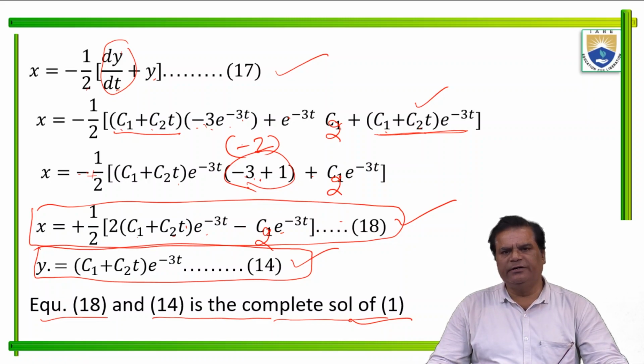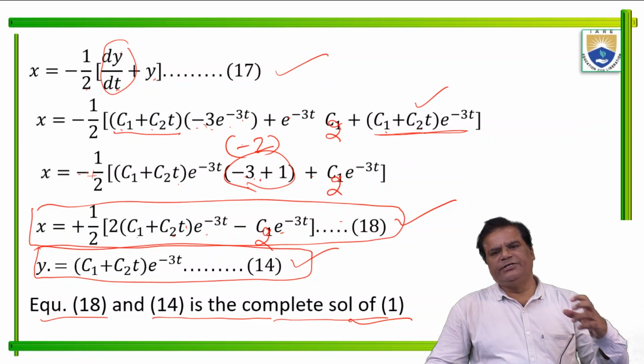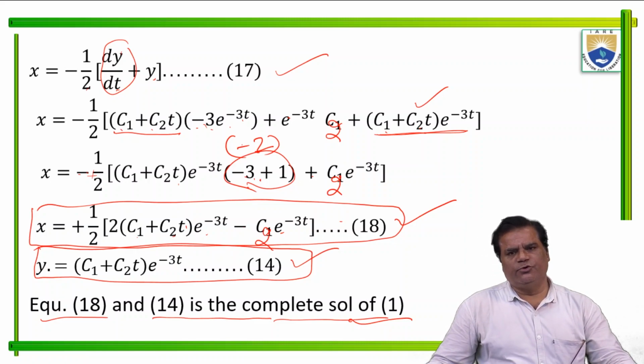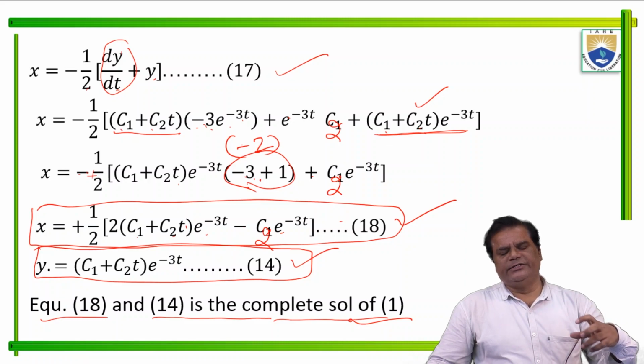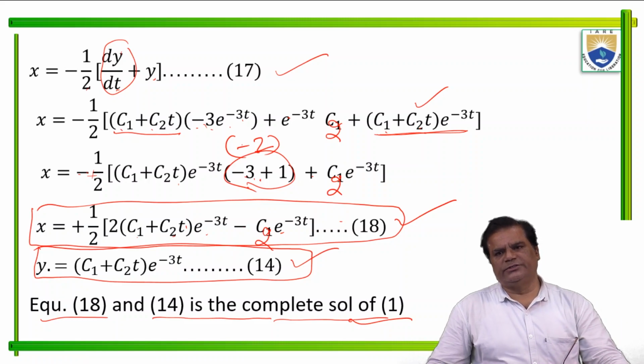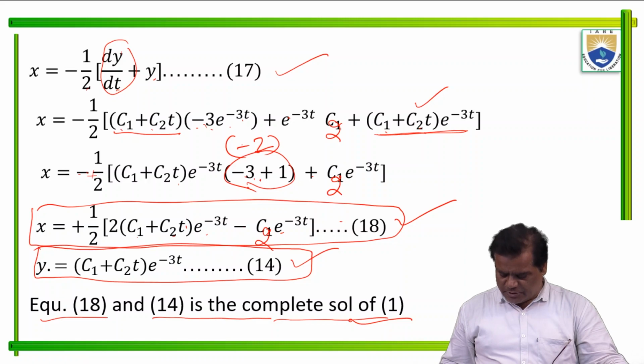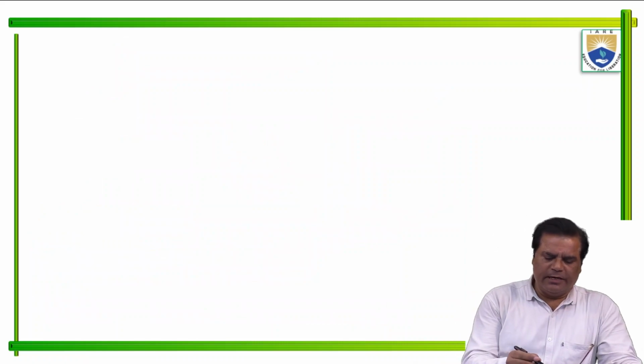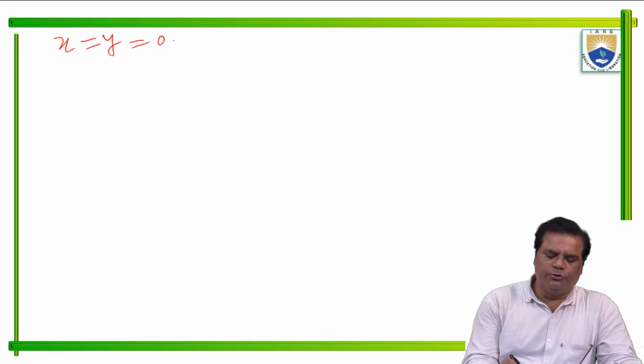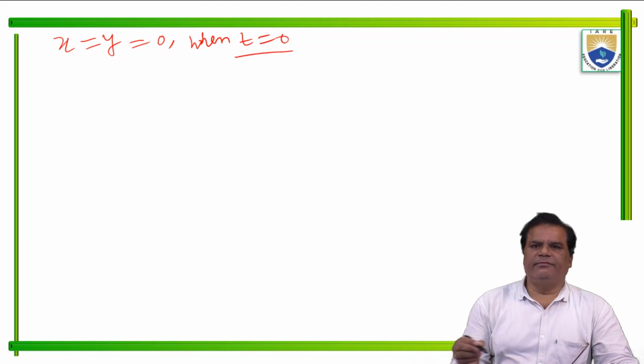So in our question, some initial conditions are given, and we want to apply the initial conditions in these solutions. How can we apply the condition? Number one, the condition is x equals y equals 0 when t is 0. This is given in our question.